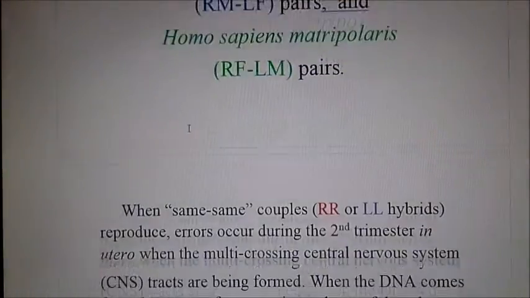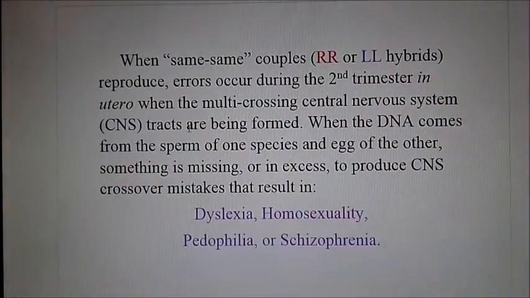When the same couples reproduce, errors occur in utero during the second trimester of pregnancy. This is a critical period when the multi-crossing central nervous system tracts are being formed. If the DNA comes from the sperm of one species and from the egg of the other species, something ends up missing, or in excess. This causes nervous system crossover mistakes, which can result in dyslexia, homosexuality, pedophilia, or schizophrenia.